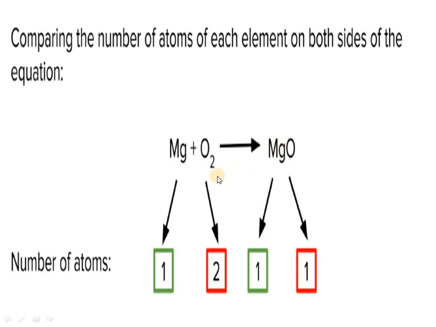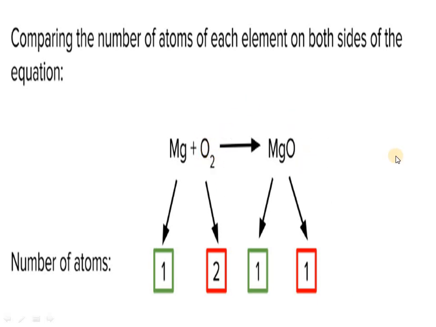Now, we are going to compare the number of atoms of each of these elements on both sides of the equation. Here, on the reactant side, we have magnesium 1, oxygen, you can clearly see, 2, and on the product side, we have magnesium 1 and oxygen 1. Magnesium on the reactant side is equal to the magnesium on the product side. But you can see that there is a clear difference in the number of atoms of oxygen on the reactant side compared to the product side.